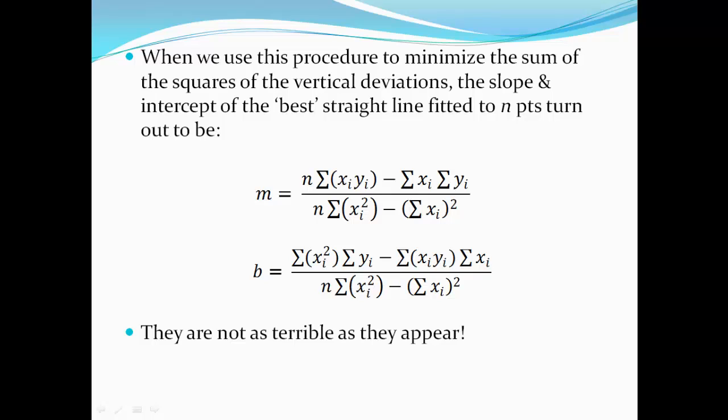Let's move on. Whenever you use this procedure of the method of least squares, you're trying to minimize the sum of the squares of the vertical deviations. Whenever you do that, the slope and the intercept are fitted to the number of points, and it ends up being this equation that you see down here.